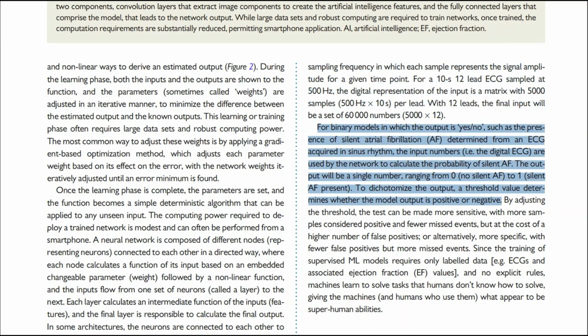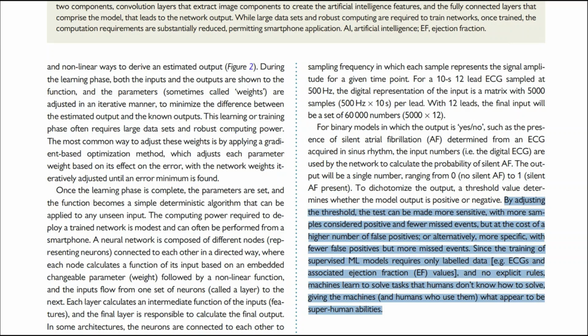For binary models in which the output is yes/no, such as the presence of silent atrial fibrillation, AF, determined from an ECG acquired in sinus rhythm, the input numbers, i.e. the digital ECG, are used by the network to calculate the probability of silent AF. The output will be a single number, ranging from 0, no silent AF, to 1, silent AF present. To dichotomize the output, a threshold value determines whether the model output is positive or negative.